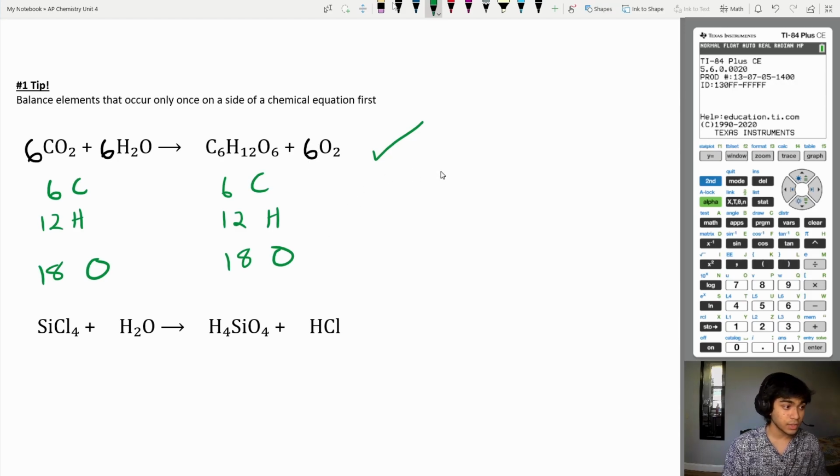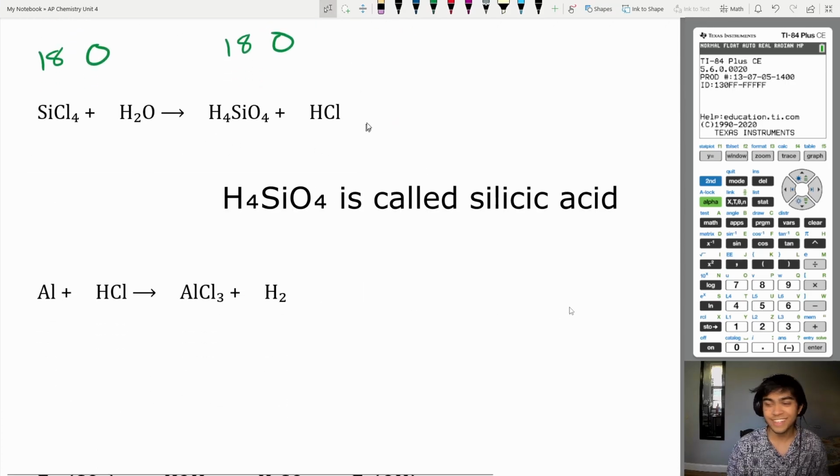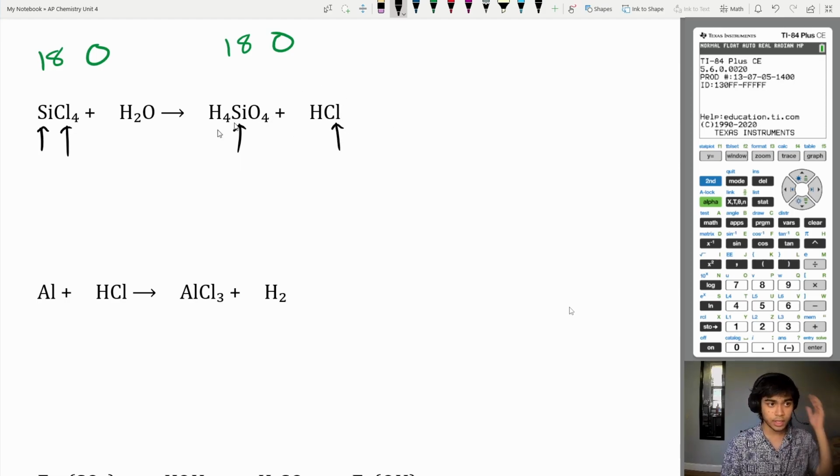Let's look at silicon tetrachloride reacting with water to produce, I don't actually know what this is called, and then hydrochloric acid. So which elements occur once on each side of the chemical equation? Well, first of all, we have silicon. The only source is silicon tetrachloride. And then the silicon here comes from this molecule. So silicon is one of them. The other one is going to be chlorine. We have 4 chlorines and 1 chlorine here. It's the only source of chlorine on each side of the chemical equation.